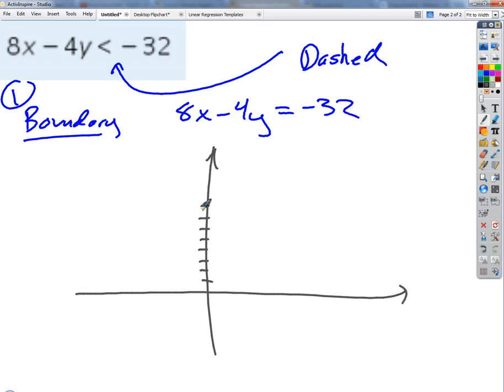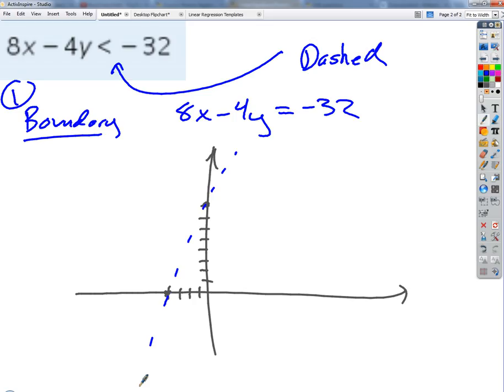If I want to solve for the x-intercept, let y equal 0, which makes that term disappear. Negative 4. 1, 2, 3, 4. And then it's a dashed line, we said, right? So we just go like so. There's our boundary line.